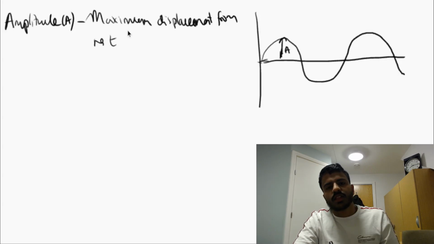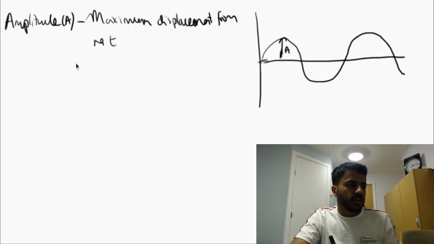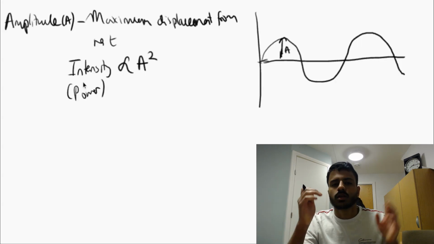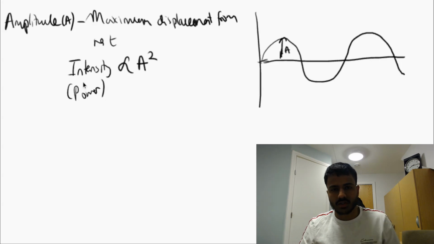And one thing that you just need to know is that the intensity is directly proportional to the amplitude squared, or the intensity can also be denoted by power. This is something that you may not understand now, you just have to take it for granted, and I'll try and explain it in one of the later videos.